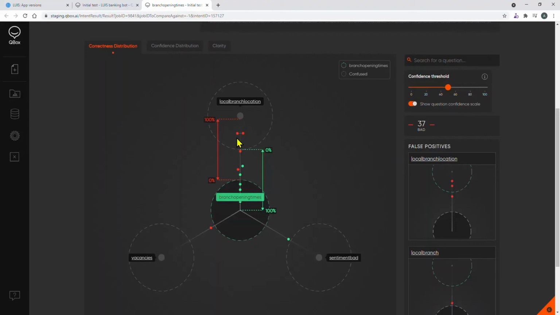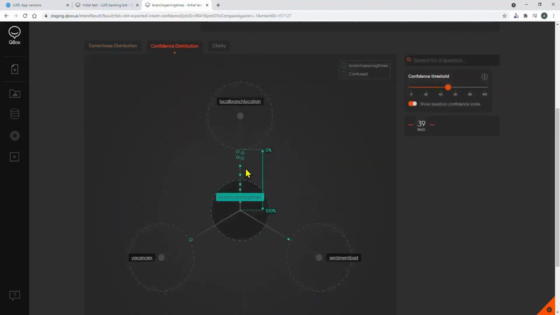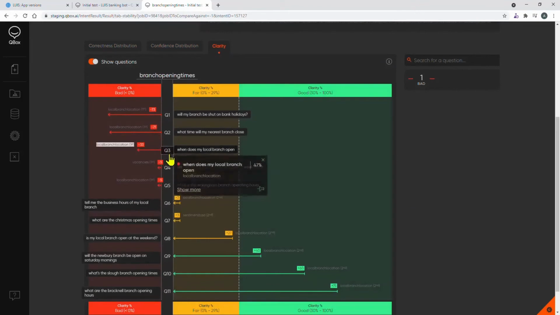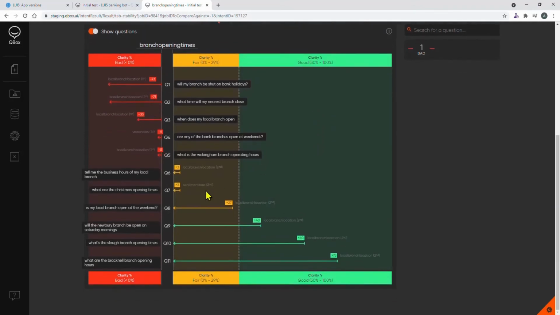There's also 3 utterances that have low confidence, so they're outside of my confidence threshold circle. And we can also see this on the confidence distribution diagram. And if we go to the clarity diagram, we can see 5 utterances with bad clarity, but it looks like these are my incorrect utterances anyway that need to be fixed. And we have 3 utterances that have low clarity, so in other words, less than 30% difference between the correct intent, branch opening times, and the next highest predicted intent.